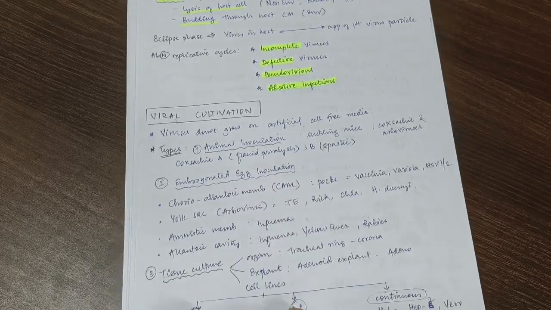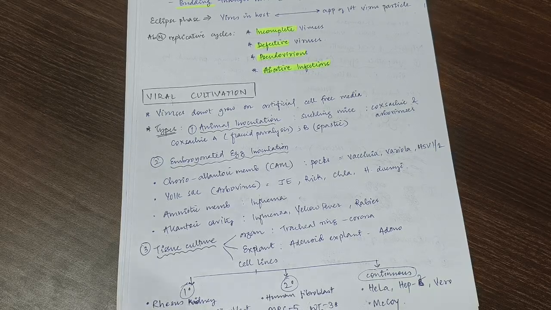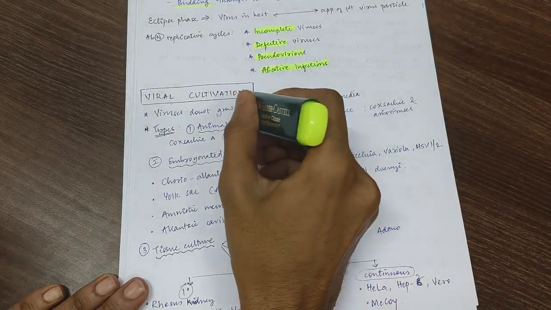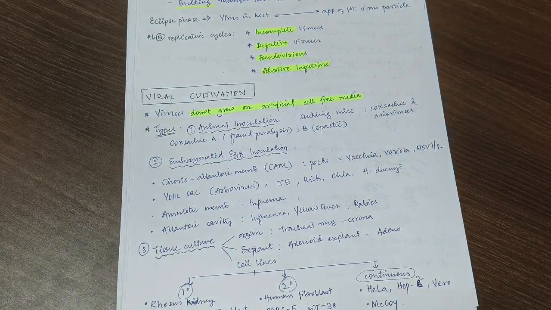Then coming to viral cultivation, how are these viruses cultivated? Usually they are intracellular, so they require a cell inside for their growth. They cannot be grown on normal culture media as bacteria and fungi are. Bacteria grow easily on culture media, whereas viruses don't. So viruses do not grow on artificial cell-free media.